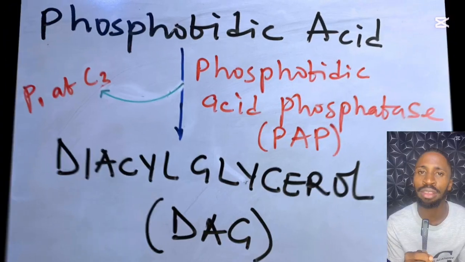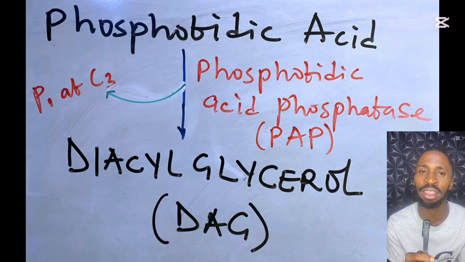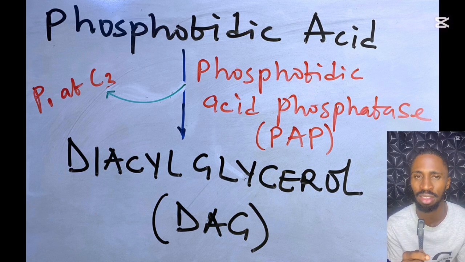Now the next one is that you cannot transfer the last fatty acid to glycerol 3-phosphate, the last on carbon 3. No, you have to remove the phosphate first. And how are we going to remove the phosphate? We will use PAP, phosphatidic acid phosphatase. We will remove the last phosphate there.